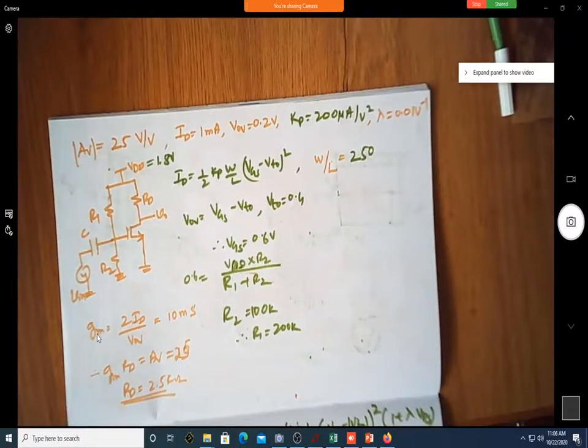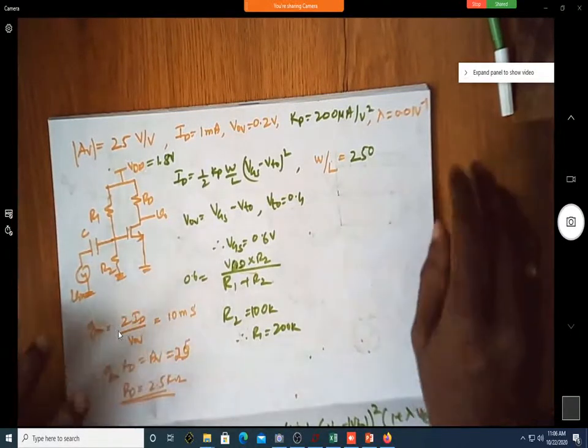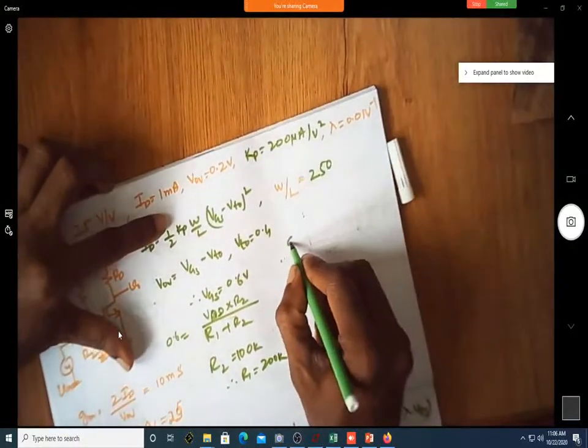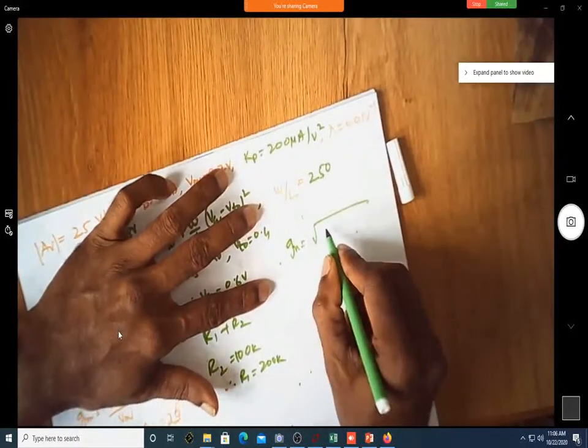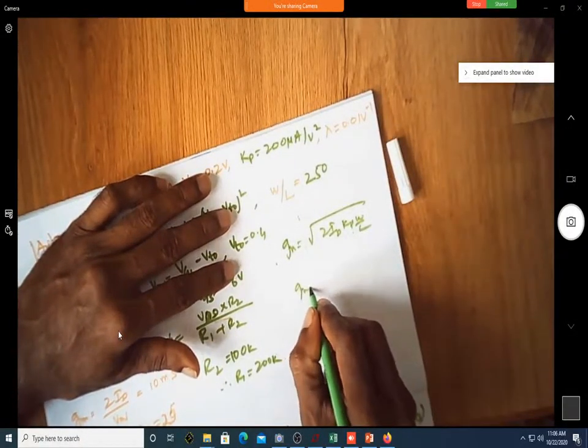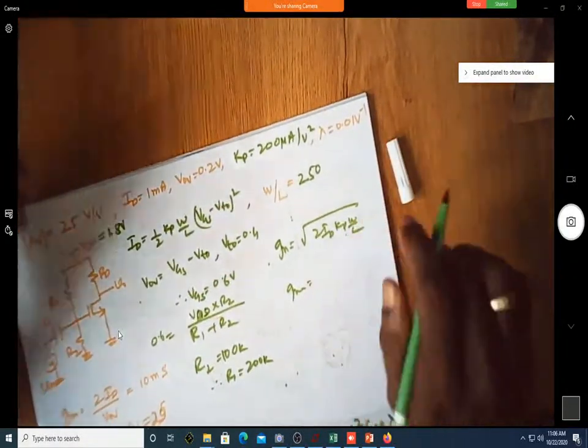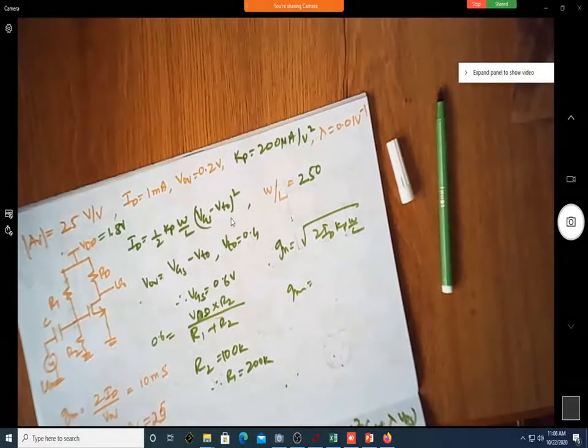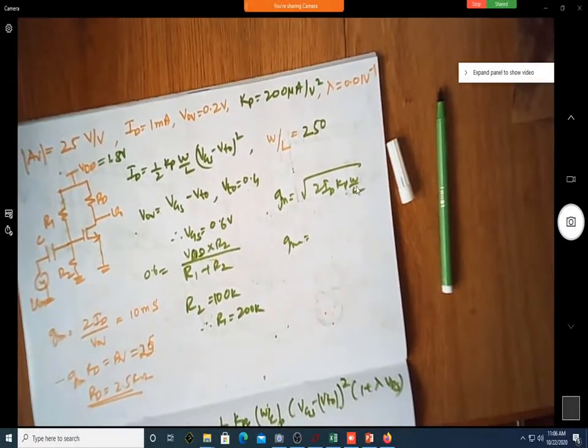Okay, now we know what is the gm expression. gm, we have actually three different expressions. So gm is also given by under root of 2 ID Kp W by L. What is the other equation? I think it is some VGS, something is there. Okay, forget about that. From this equation, I can find W by L, which is coming out to be 250.